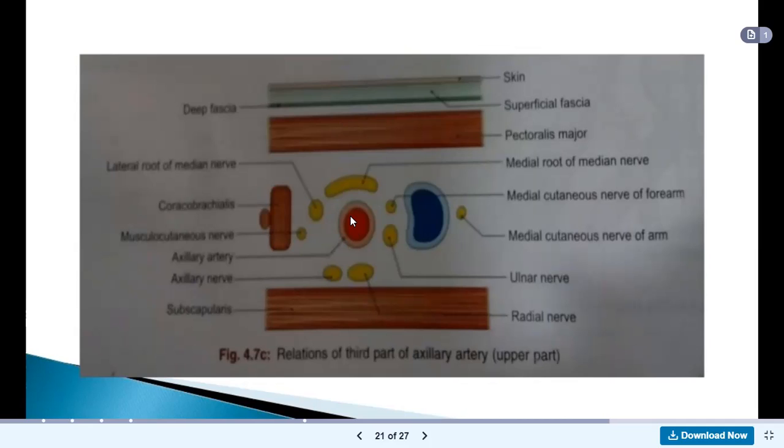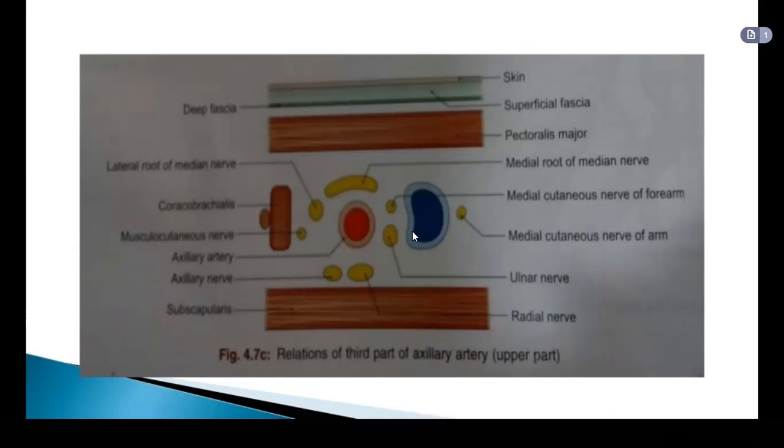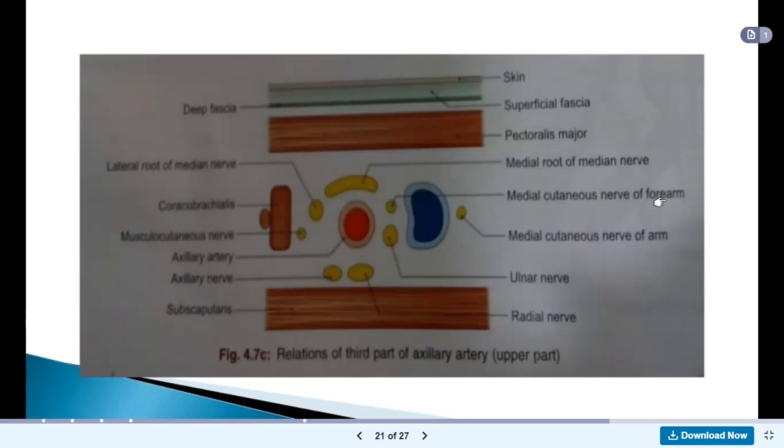And then the posterior relations, we have the axillary nerve, the radial nerve. So these two nerves run posterior to the humerus. And then you have your subscapularis muscle. So these are the posterior relations of the third part of the axillary artery. Now, what are the medial relations? Again, medial cutaneous nerve of forearm, the ulnar nerve, and the medial cutaneous nerve of arm make up the medial relations of the third part of the axillary artery.